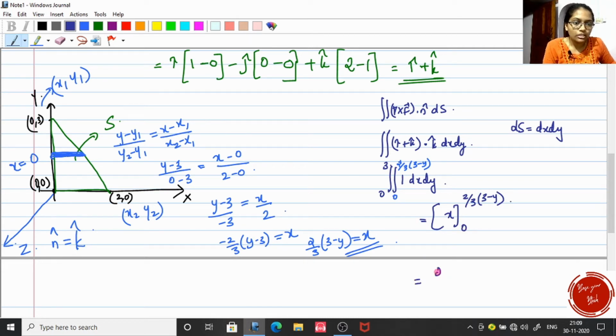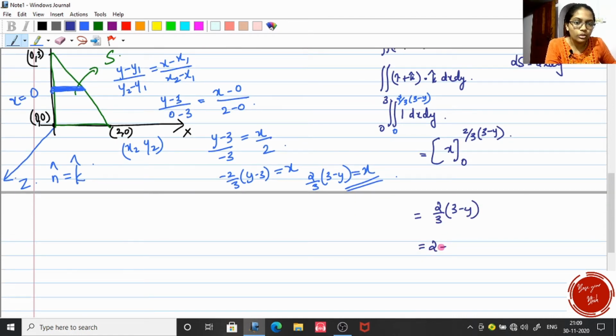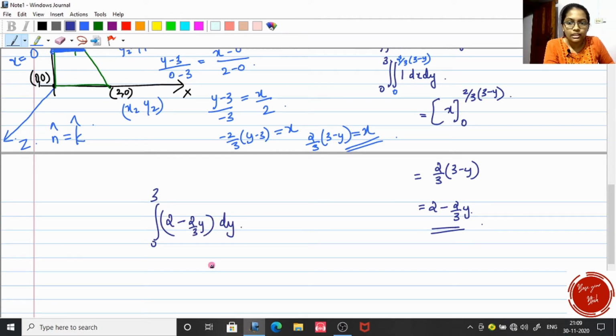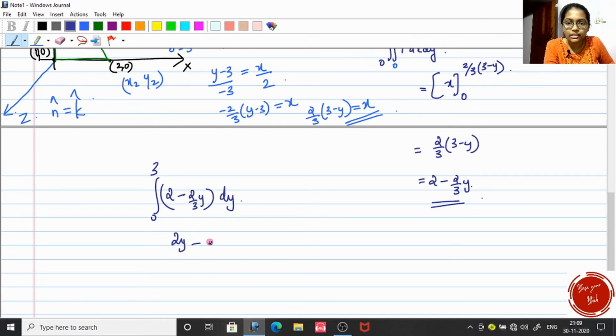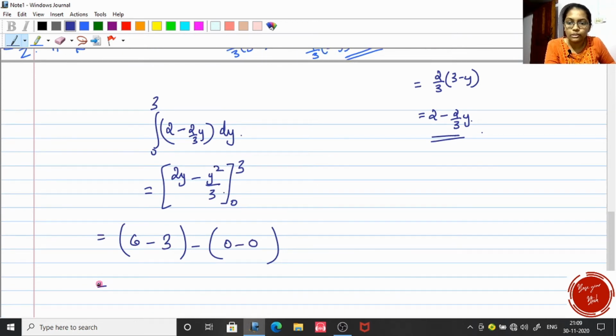So substituting we get 2 by 3 into 3 minus y, which is 2 by 3 into 3 is 2 minus 2 by 3 y. Okay. Now moving on to the outer integration, integral 0 to 3, 2 minus 2 by 3 y dy. That is 2y minus 2 by 3 into y square by 2, which is y square by 3, in the limits 0 to 3. So upper limit minus lower limit: 2 into 3 is 6 minus 3 square 9 by 3 is 3, and lower limit is 0 minus 0. So the value is 3.